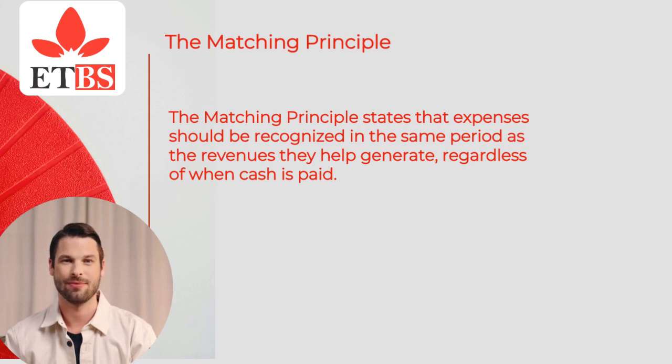Examples of matching: salary expense paid in January for services rendered in December should be recorded in December. COGS for a product sold in August should be recorded in August, not when the inventory was bought. Matching ensures that the financial statements show a more accurate representation of profitability and operational efficiency.